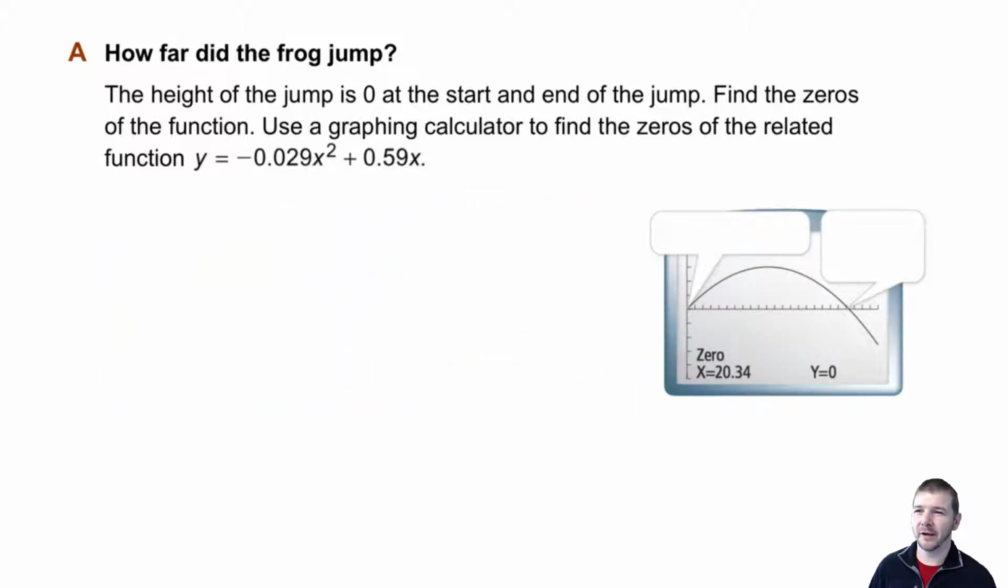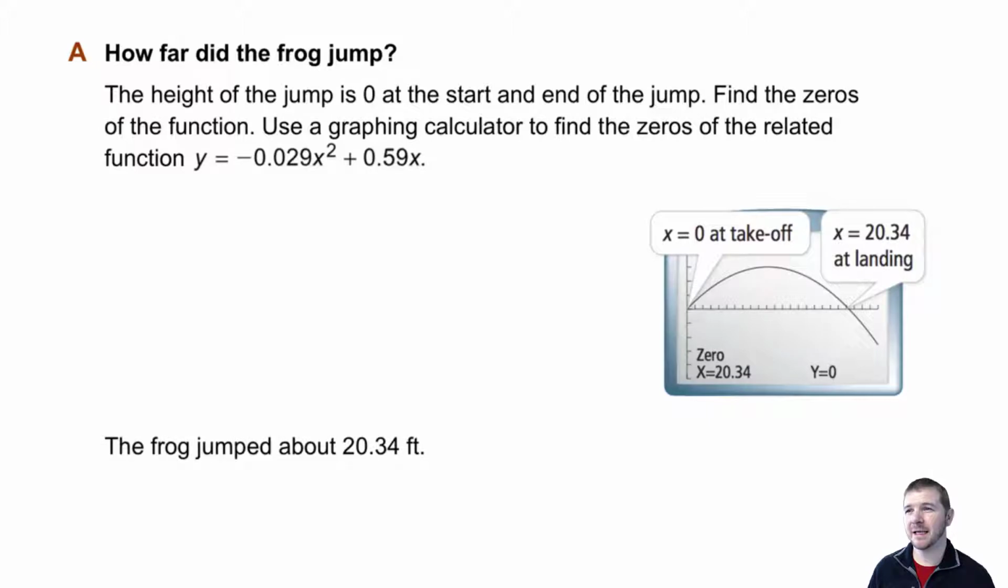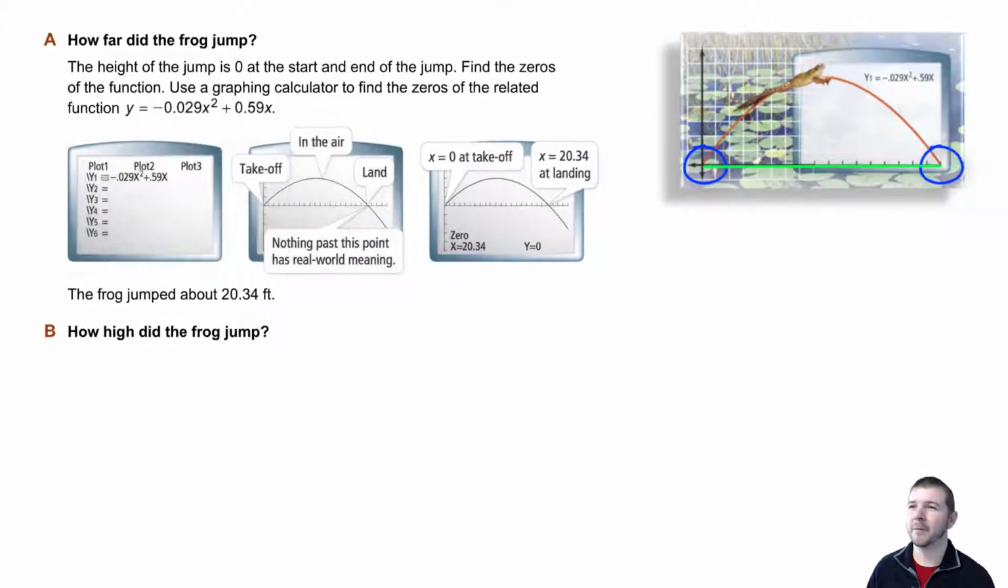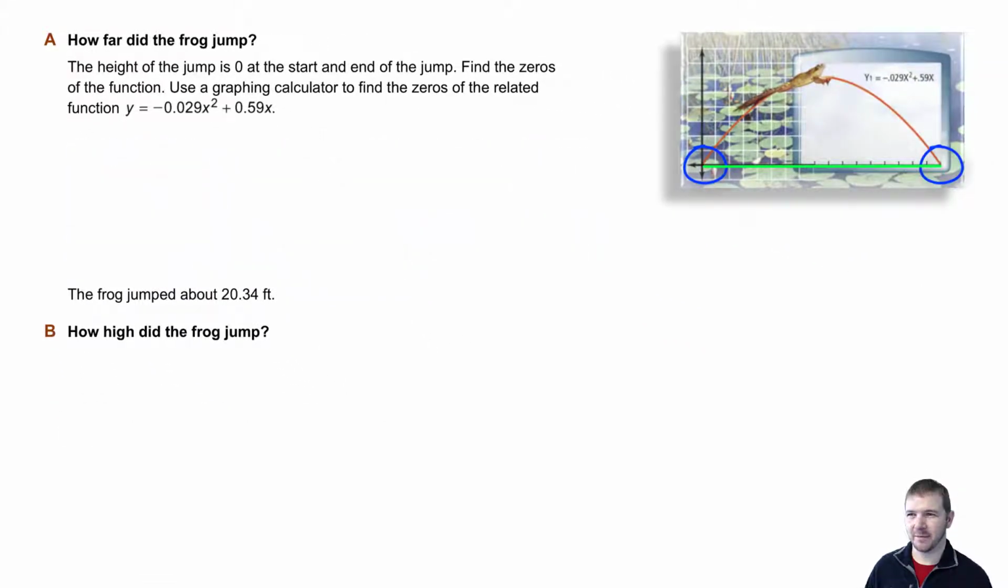So, more carefully looking at our zeros, x equals 0 at takeoff, and x equals 20.34 at landing. So we can state the frog jumped about 20.34 feet. Incredible.